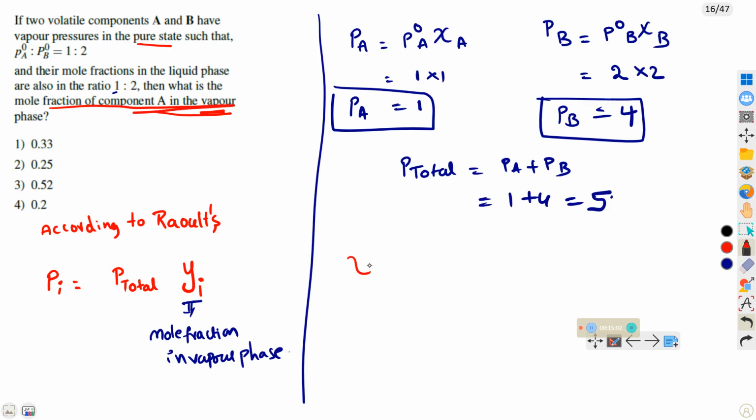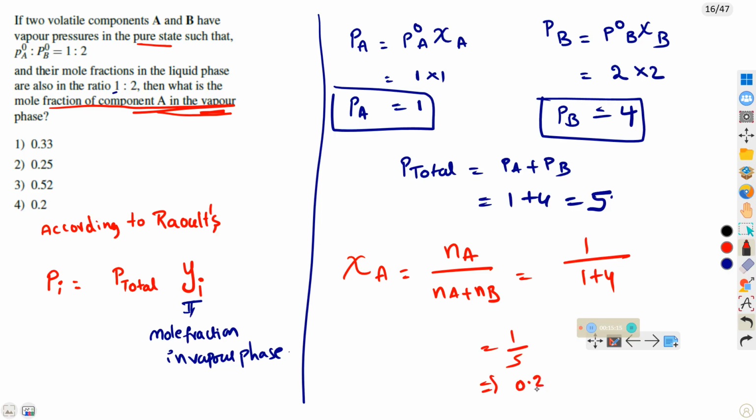Okay. Mole fraction of component A is equal to number of moles of A by number of moles of A plus number of moles of B. 1 by 1 plus 4, 1 by 5. 1 by 5 value is 0.2. Fourth option correct.